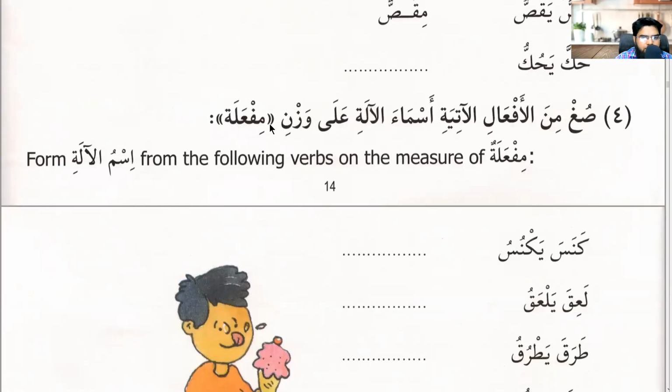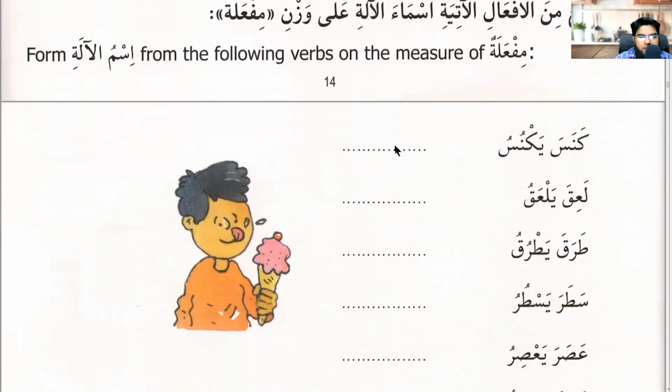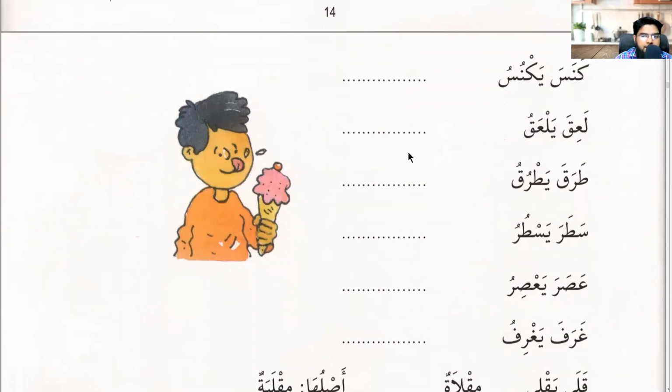Mif'alatun, same thing now. Mif'al, but with a ta marbuta. Kanasa yaknusu, to sweep, broom. Miknasatun, a broom. La'iqa yal'aqu. We know this verb. We've been using it since book one, I guess.